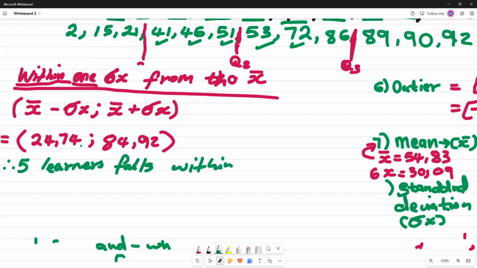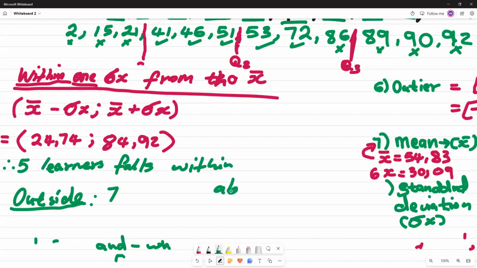Sometimes they can say outside. What if they said outside? Outside one standard deviation from the mean. If they said outside, you're still going to use the same interval, but now you're looking for the outside of this, one standard deviation. So it's going to be 1, 2, 3, 4, 5, 6, 7. So it's going to be 7 learners that fall outside.